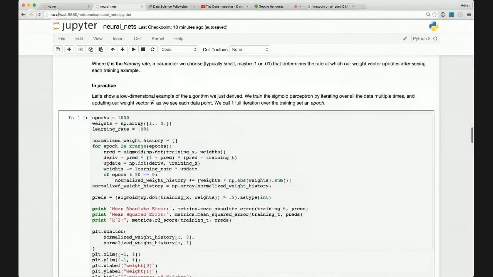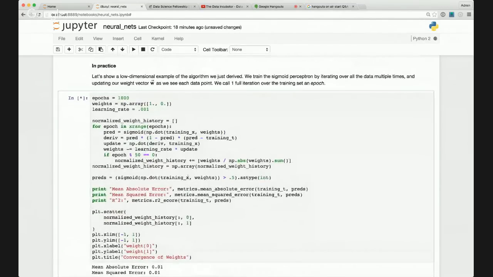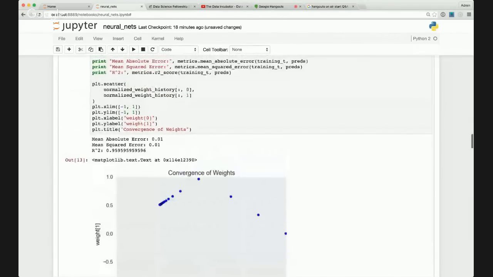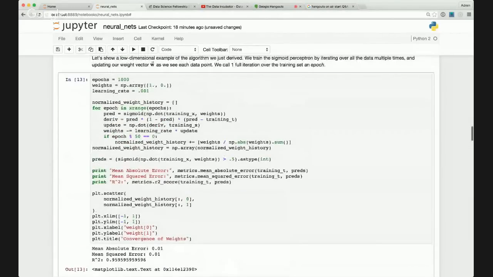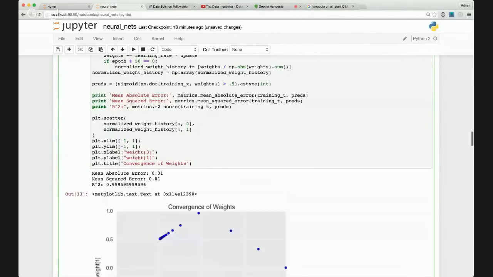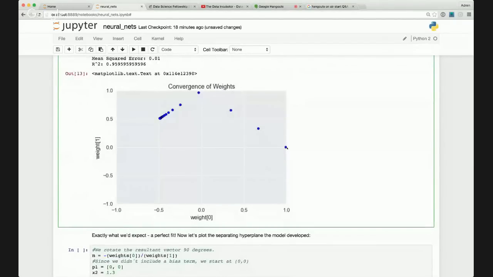And if I haven't lost my place, let me run a little bit of code. So you'll have to take my word for it, well, no, you can actually check for yourself. The weights here start at 1, 0. So 1, 0, and they start moving. And you'll see that they eventually converge at minus 0.5, 0.5.